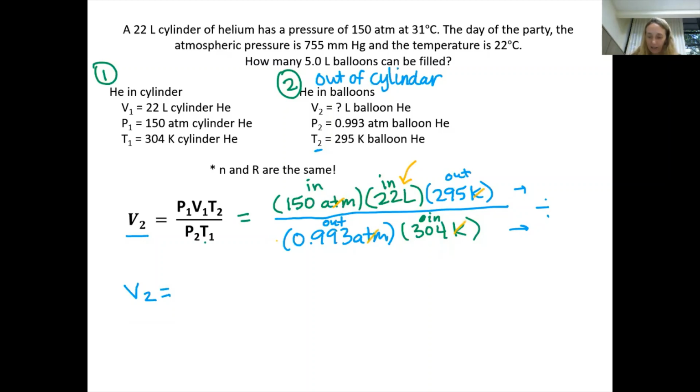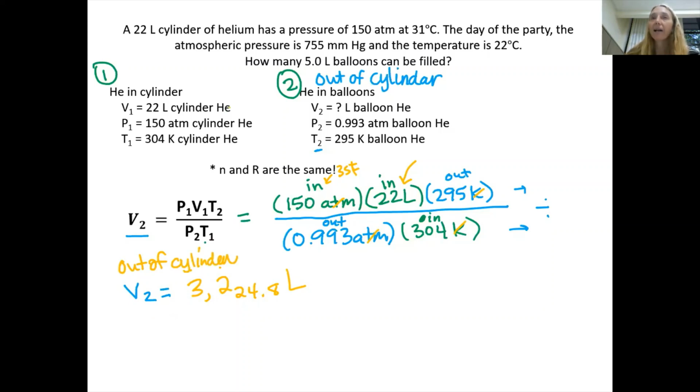The number I get is 3,224.8 liters. I went through and looked at the significant figures: there's 3 significant figures, 2 significant figures, 3, 3, 3. So my answer has 2 significant figures, right? I have 2 tall numbers, and then I write the rest of them small to keep track of those significant figures. Okay, so this is the volume out of the cylinder.